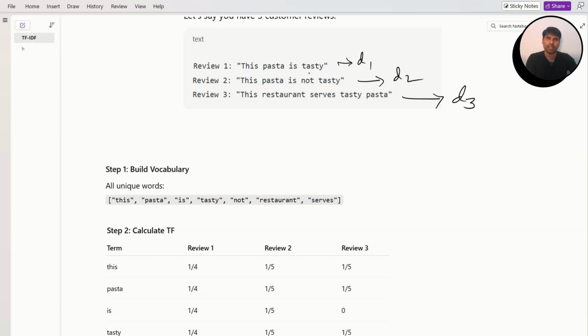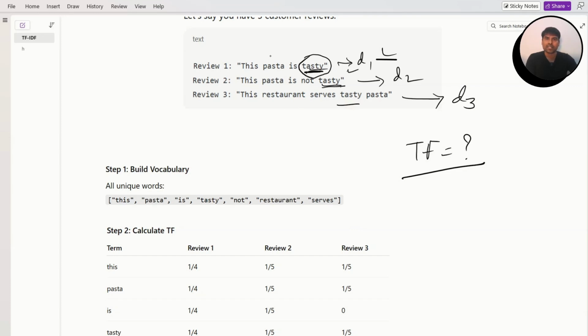So for example, I want the word "tasty". If I talk about TF, what is TF? TF will try to find how many times any keyword, for example the keyword "tasty", is repeating, or what is the frequency of that word in a given document. If I want to find the frequency of the word "tasty" in document D1, you can see it appears just one time in document D1.